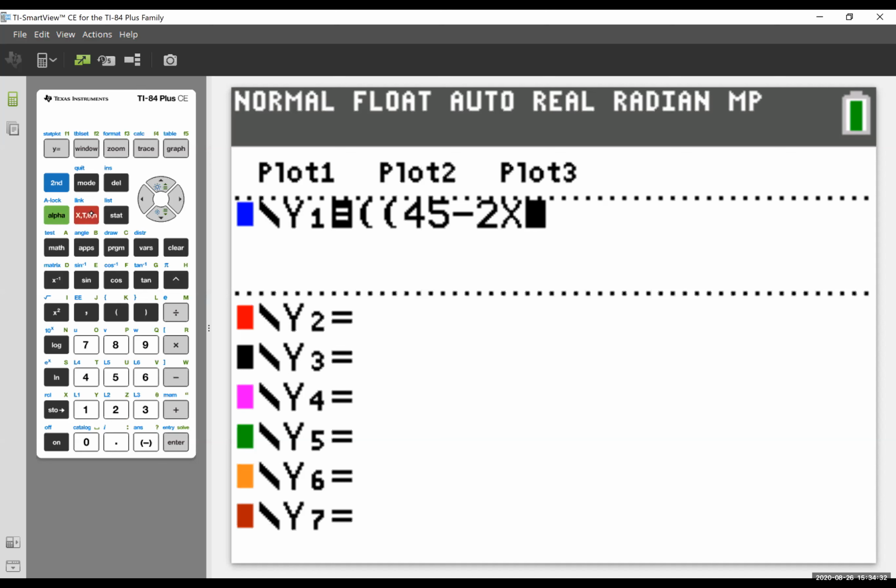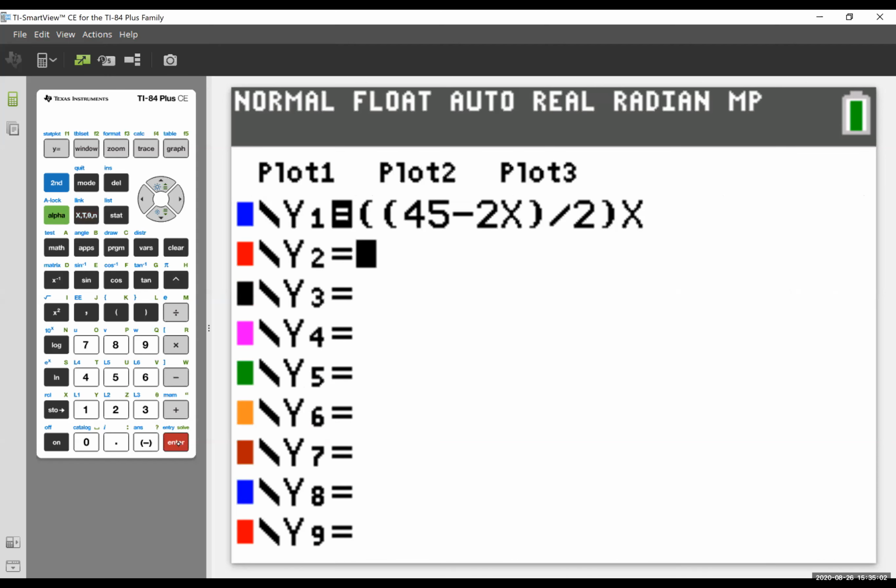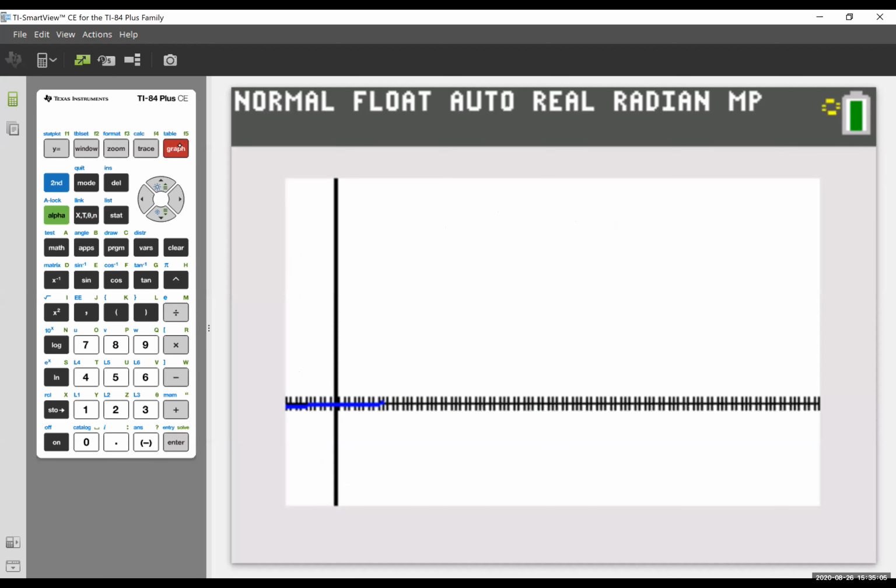So 45 minus 2x divided by 2. What I did is I enclosed all of that in parentheses so that I know I'm still multiplying by an x. Sometimes it is worth it to actually do the math so you have a nice quicker quadratic function to type in. Sometimes your TI takes a little longer thinking about it as well. There are pros and cons to all of this. Press enter, and I'm going to graph, and I have my old window.